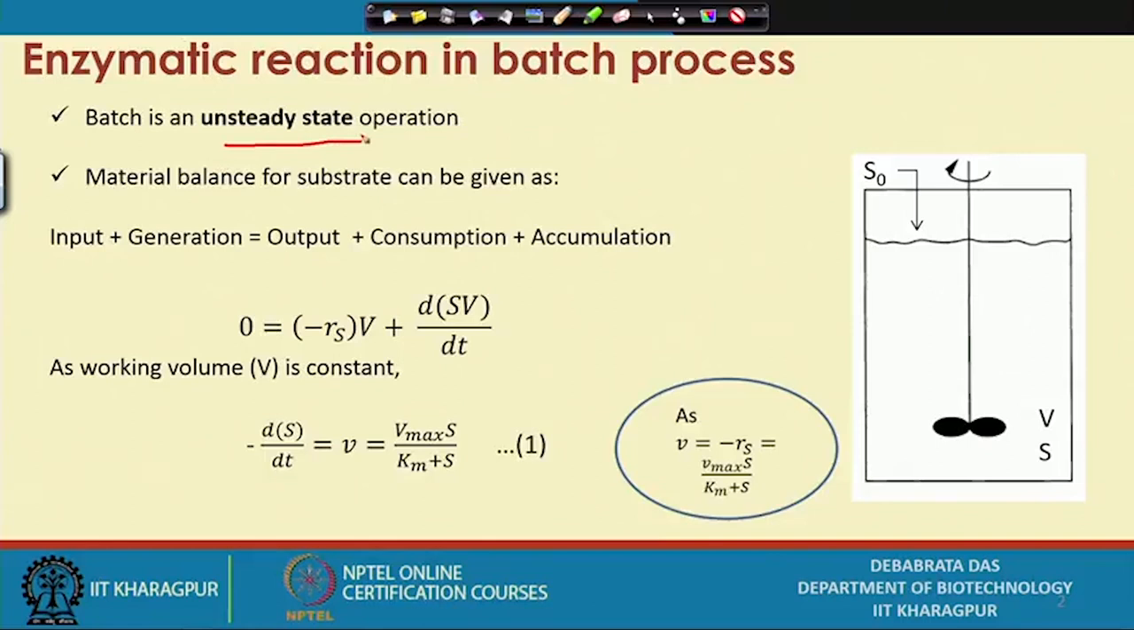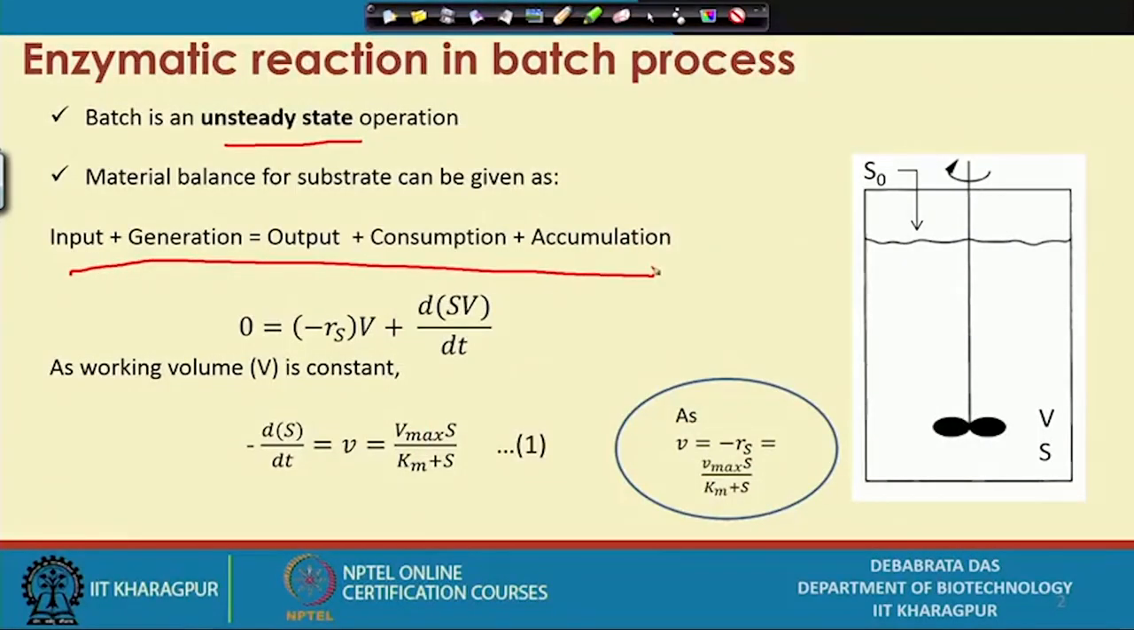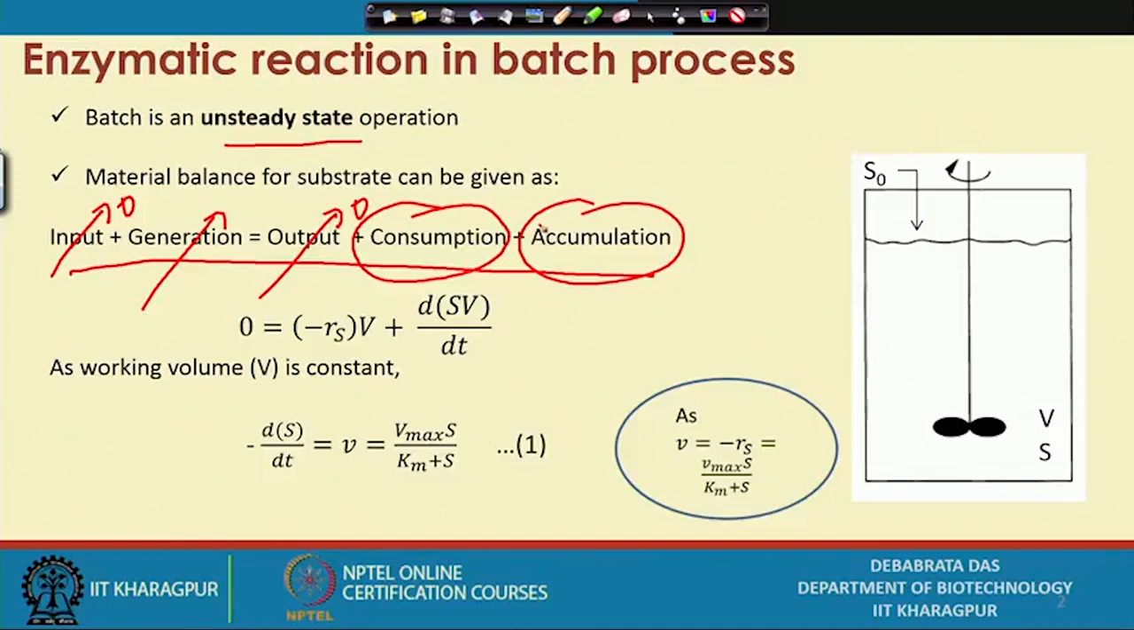Now, if you do the material analysis, when you go back to the reactor analysis, we use one particular equation. What is that equation? Rate of input plus rate of generation equals rate of output plus rate of disappearance plus rate of accumulation. So this is how the equation looks. Now in the case of a batch process, there is no input, so input is equal to 0, output is also equal to 0. There is no generation because substrate is being consumed. So two things simultaneously take place: consumption and accumulation. So this will be like this.